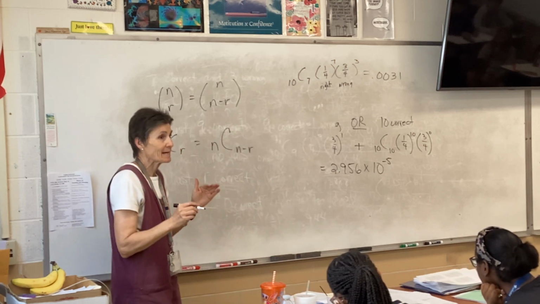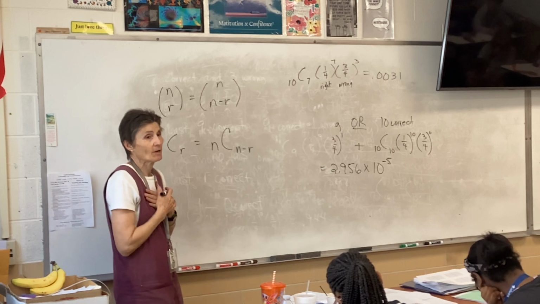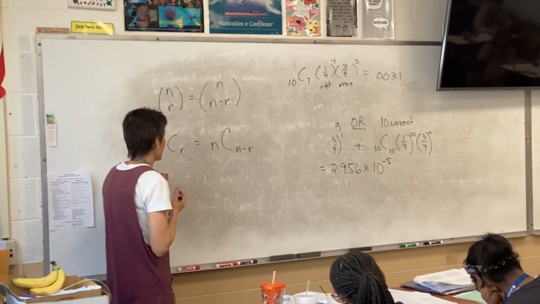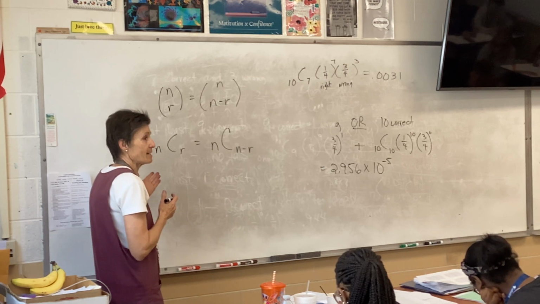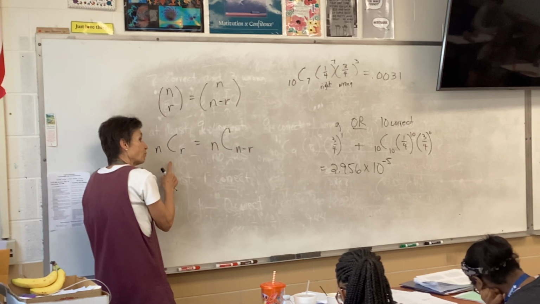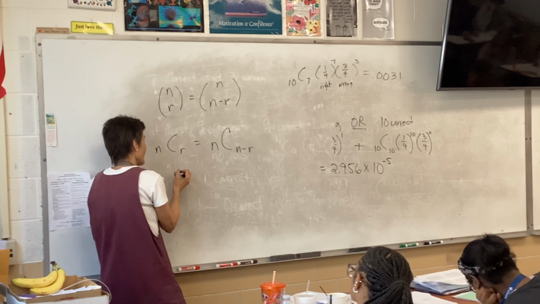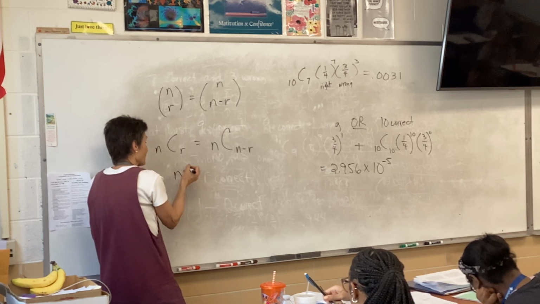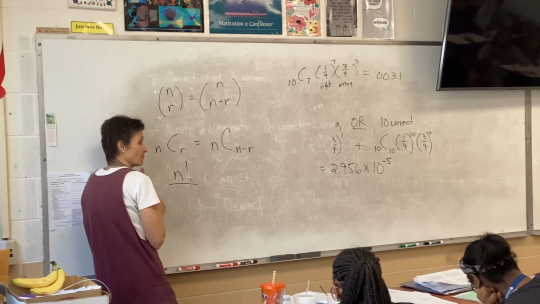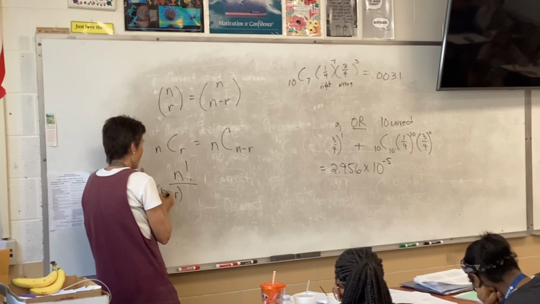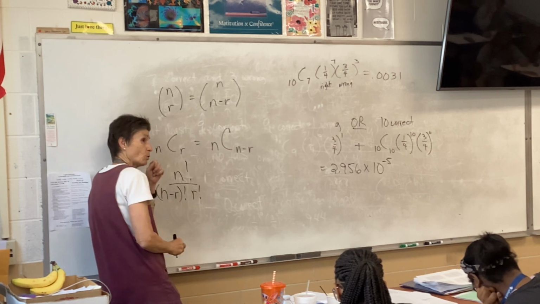Now, at first glance, fear has come into you because you're thinking, but this is easy. We need to know this formula for our quiz tomorrow. What's this formula? We talked about it already today. n factorial over (n minus r) factorial, r factorial.